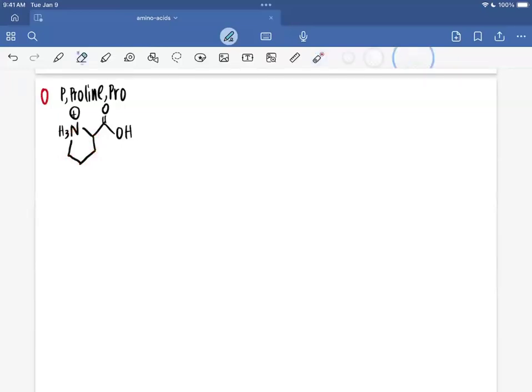But one thing we do need to adjust here is that this nitrogen has too many bonds now. So instead of NH3, it's NH2, so that it has 1, 2, 3, 4 bonds. And that is our structure of proline.